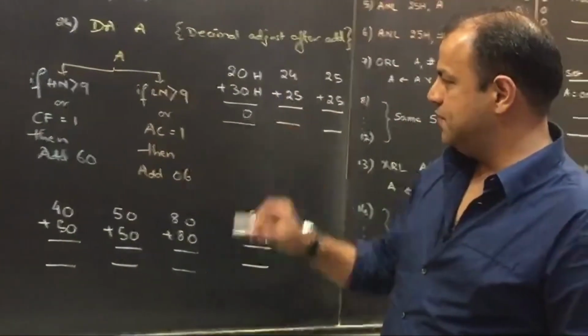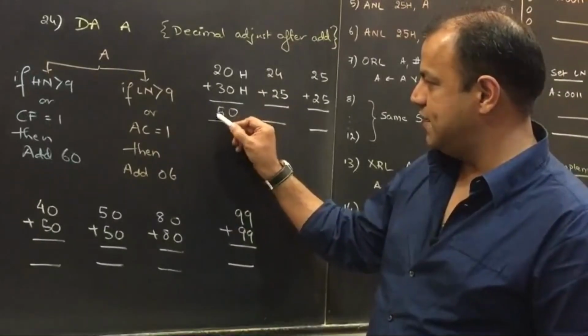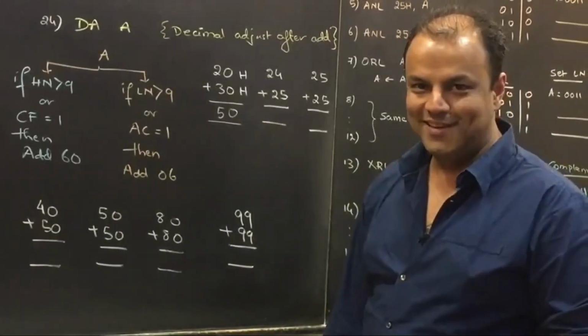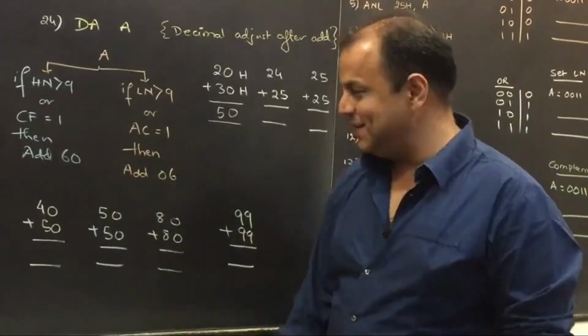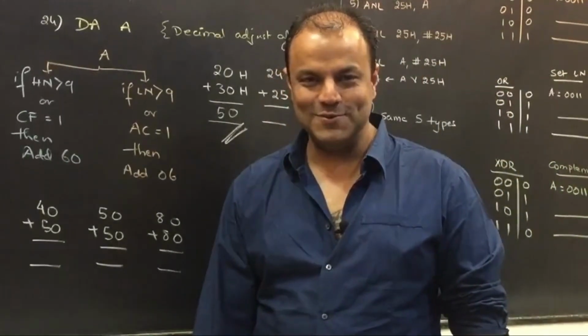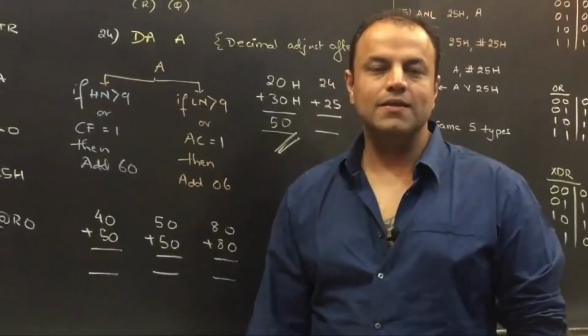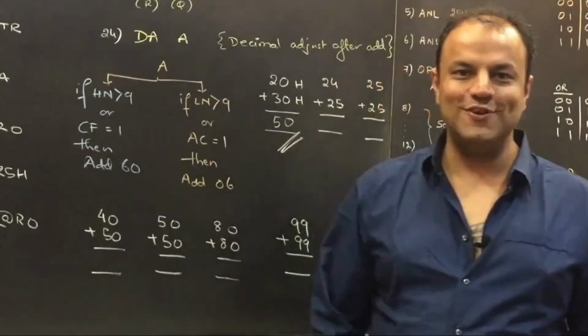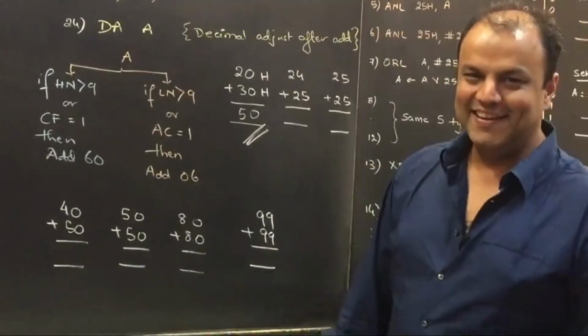0 plus 0, 0. 2 plus 3, 5. Wow. You wanted the answer to be 50. Processor also gives you the answer 50. So it works. No, this was a fluke. This was just your lucky day.